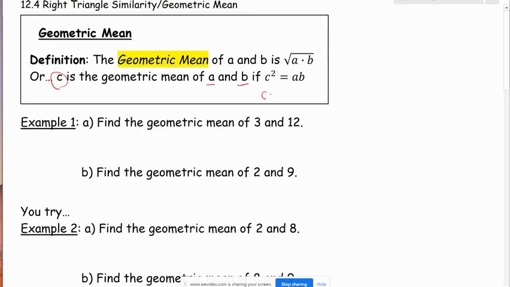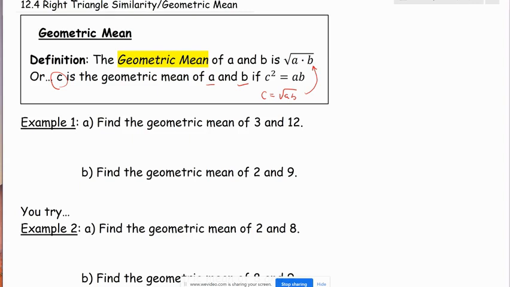So we see that if we take the square root of both sides, we get the same thing that we did up here. So it's just another way to write it. Basically, what we're doing when we're finding a geometric mean is we're finding a number that we can square that has the same product as the other two numbers.